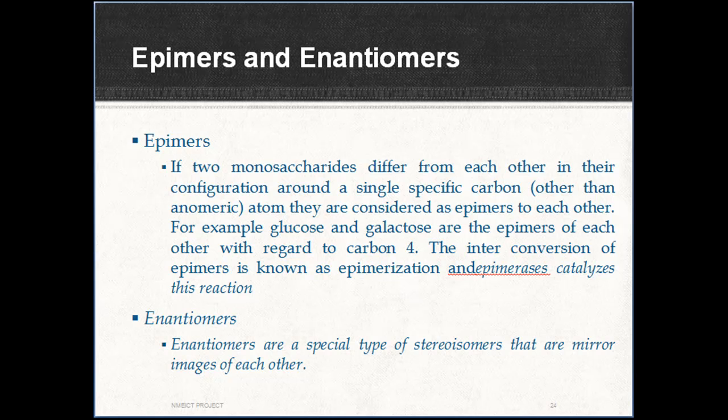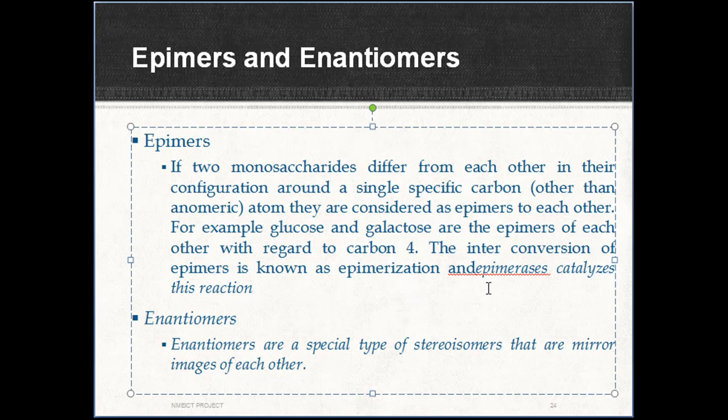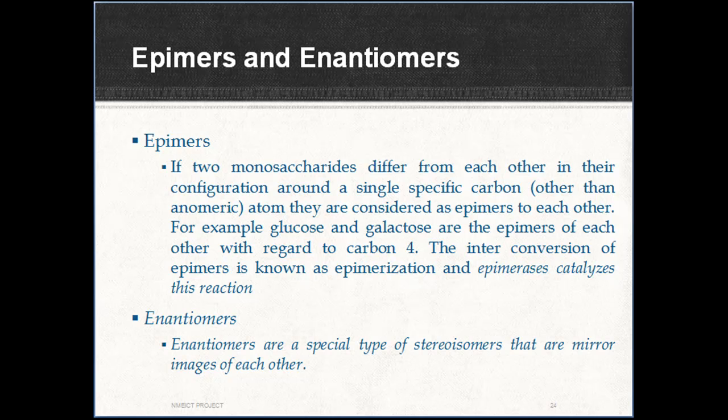Another important term is epimers. If two monosaccharides differ from each other in their configuration around a specific carbon other than anomeric, they are considered as epimers of each other. For example, glucose and galactose are epimers of each other with respect to carbon number 4. The interconversion of epimers is known as epimerization, and epimerase is the enzyme which catalyzes this reaction. Another term, enantiomers. Enantiomers are a special type of stereoisomers that are mirror images of each other.